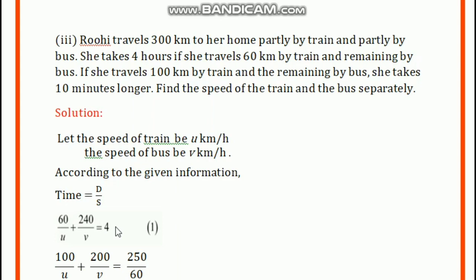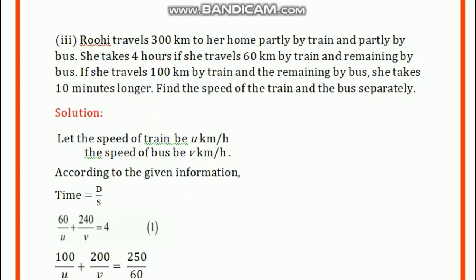So first see this: if she travels 60 kilometers by train, then 60 divided by u, because u is the speed of the train. If you know the speed of the train, 60 divided by the speed of the train, we can find out the time. For that purpose only I took 60 divided by u.